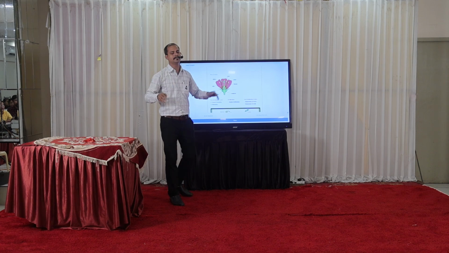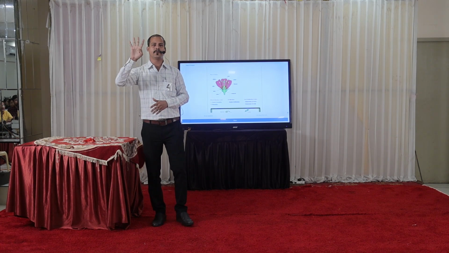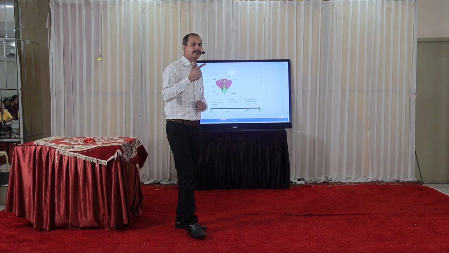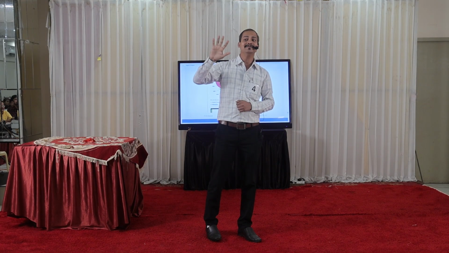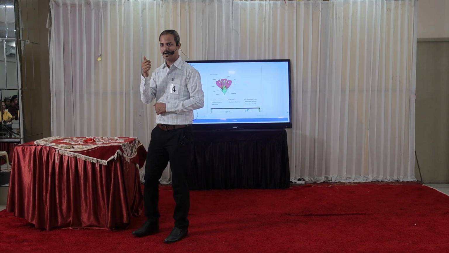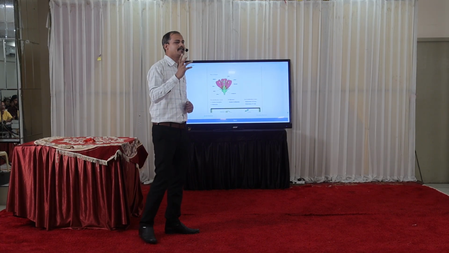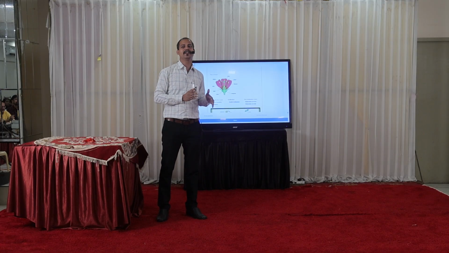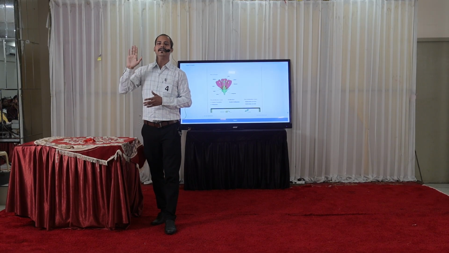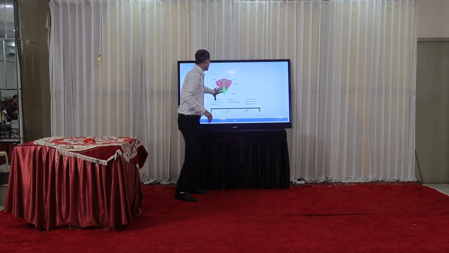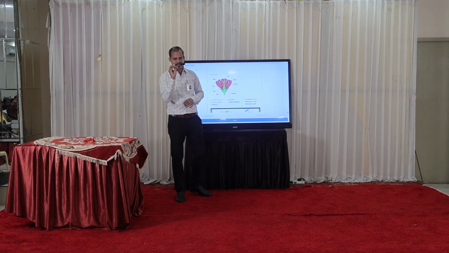So a flower consists of four whorls: sepal, petal, then stamen and pistil, right? Sepal is the green part, then petal is the bright, colorful part. Then we have stamen, which is the male reproductive part, and then we have pistil, which is the female reproductive part, right?